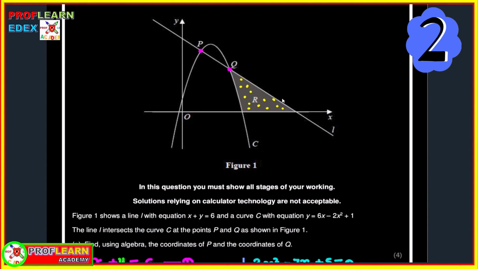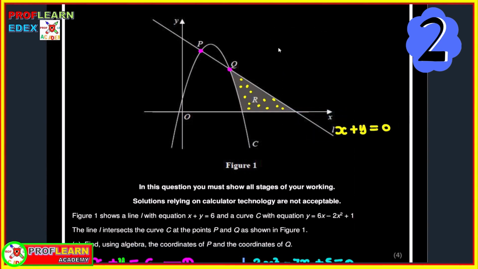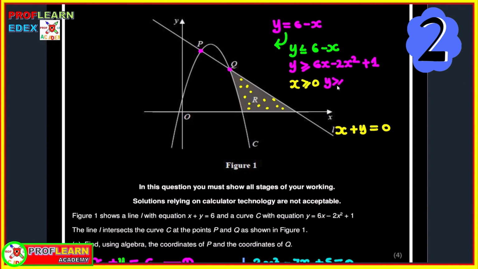So the first thing that we are going to say here, x plus y equals 6. We can rearrange that equation, and we can say therefore y is less than 6 minus x. We can use that inequality. For the quadratic, we are going to say y is greater than the quadratic expression, and also we can say x is greater than or equal to 0, y is greater than 0, because the region R is not below the x-axis or to the left side of the y-axis. So those are the inequalities that we are going to identify in that case.